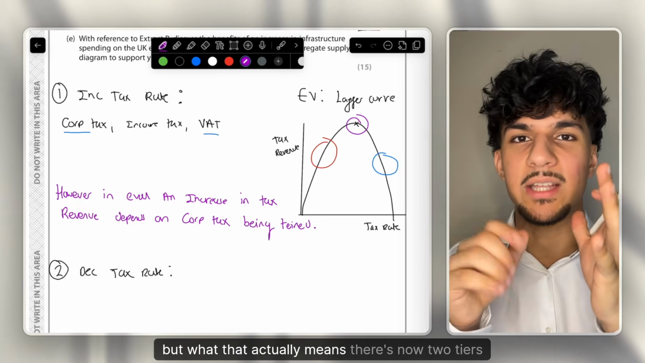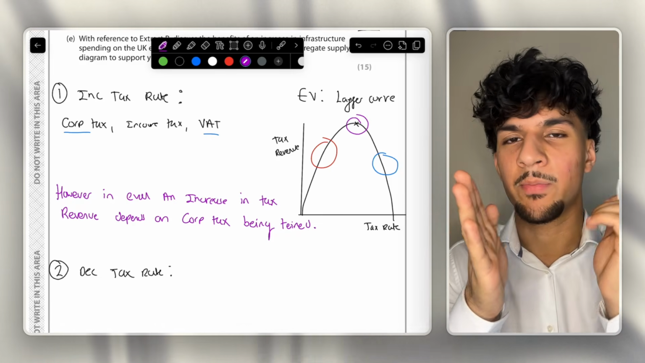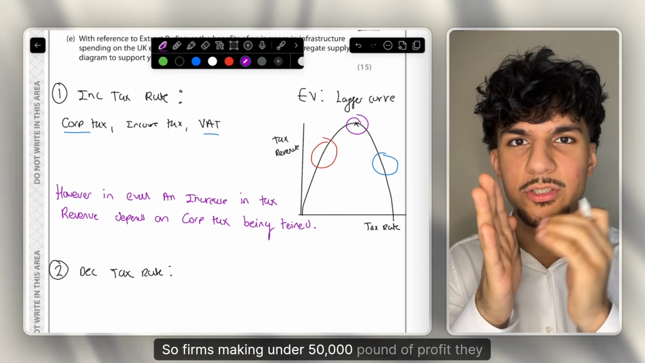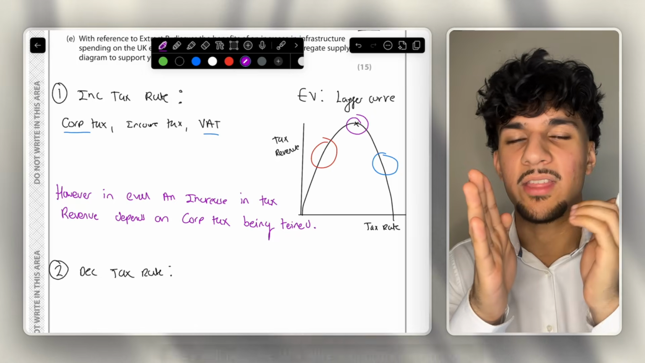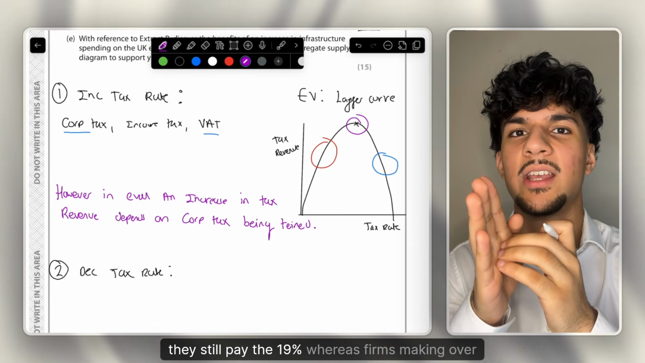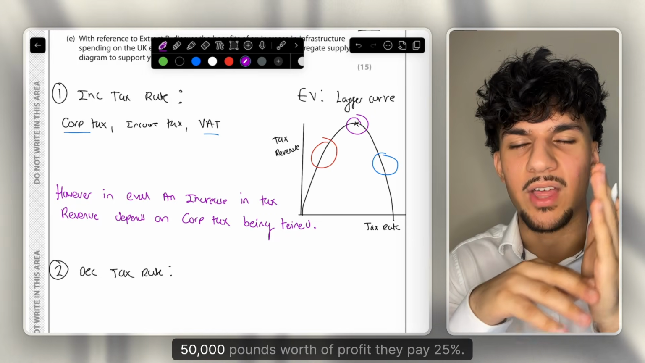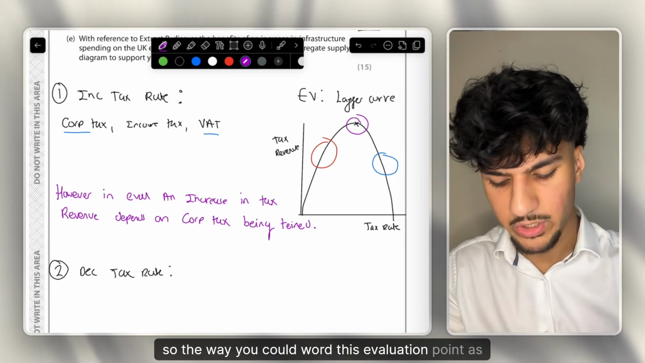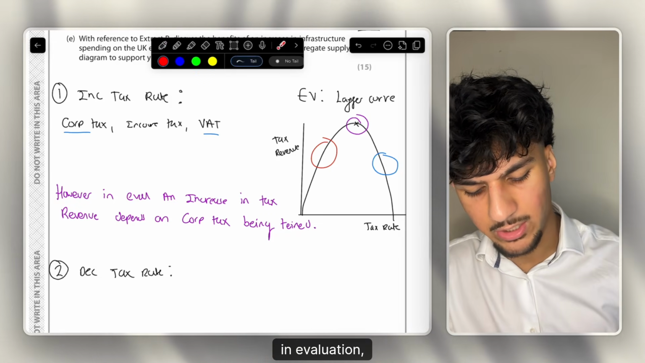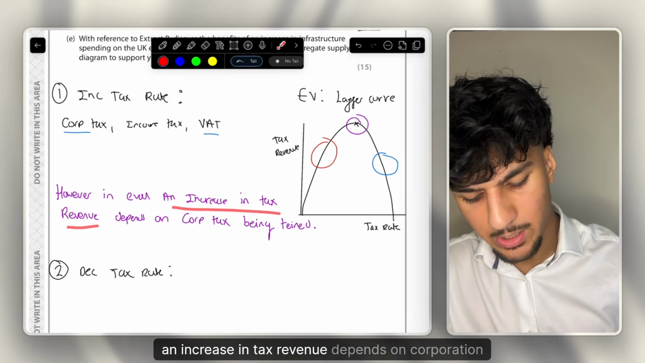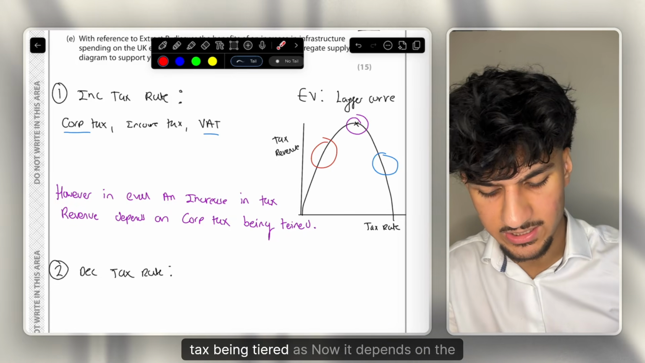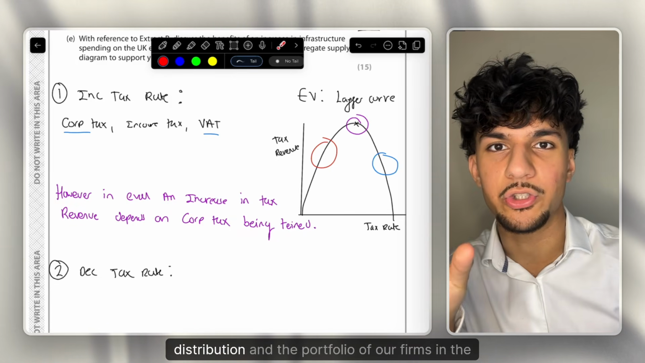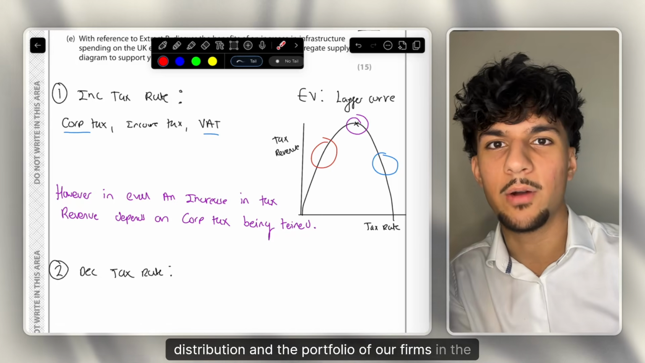But what that actually means is there are now two tiers of corporation tax. Firms making under £50,000 of profit still pay the 19%, whereas firms making over £50,000 worth of profit pay 25%. So the way you could word this evaluation point, as I've written here: however, in evaluation, an increase in tax revenue depends on corporation tax being tiered, as it now depends on the distribution and the portfolio of our firms in the UK.